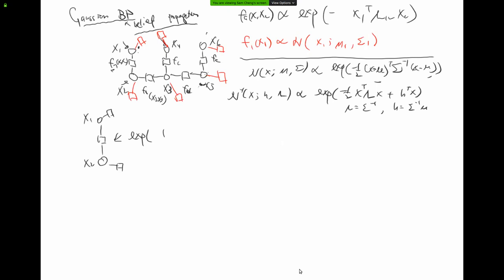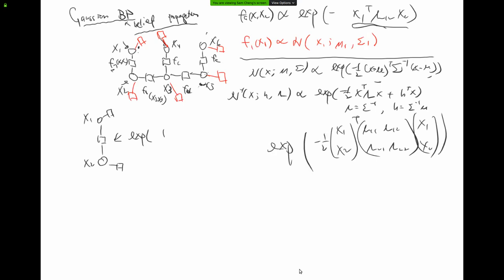Let me double check. Yeah, I shouldn't have one half there. Why I shouldn't have 1/2 there is, you can think of it like this: if I want this to be a joint Gaussian, why do I have this kind of form here? When we want that to be jointly Gaussian, we really have something like lambda 1 1, lambda 1 2, lambda 2 1, lambda 2 2, times x1, x2, transpose, minus 1/2. We want them to be jointly Gaussian somehow.